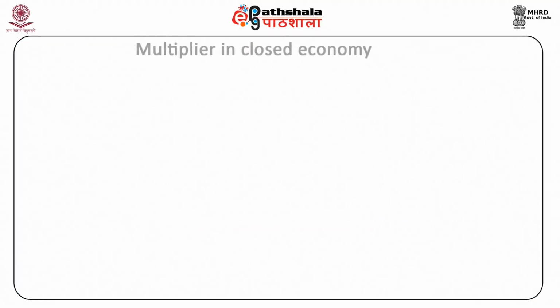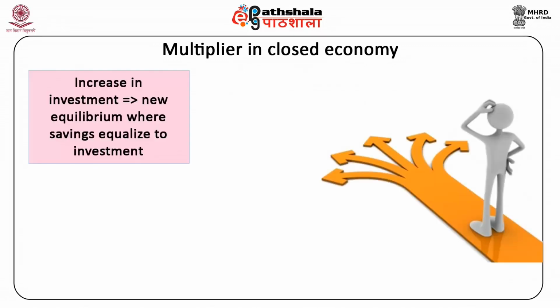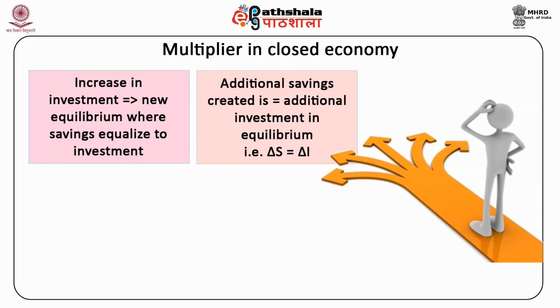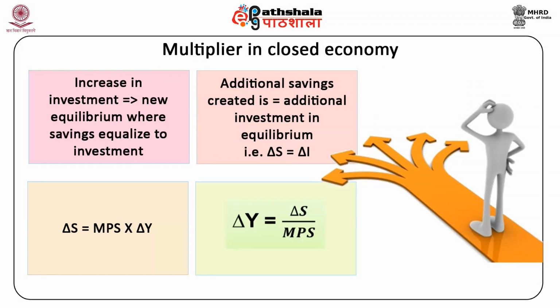Now we will discuss multiplier in closed economy. An increase in investment leads us to the new equilibrium where savings equalize to the new level of investment. This additional savings created is equal to the additional investment in the equilibrium, that is ΔS = ΔI. ΔS = MPS × ΔY, a fraction of income is saved. ΔY = ΔS / MPS.